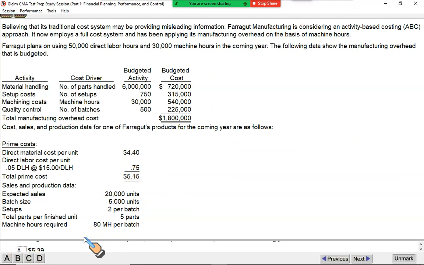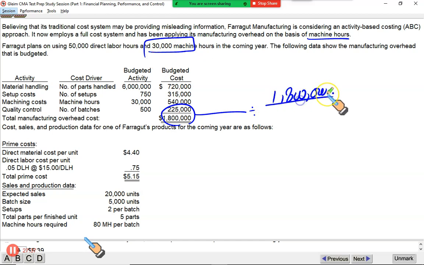what we do under the traditional system is establish a single rate by taking the single amount, 1.8 million, and dividing it by the estimated activity. I hope you remember, the manufacturing overhead rate is calculated by dividing the estimated manufacturing overhead by the activity. Our activity is based upon machine hours and we are anticipating 30,000 machine hours. So 1.8 million is the estimated manufacturing overhead and 30,000 is the estimated machine hour usage. So 1.8 million divided by 30,000 is the rate, $60 per machine hour.